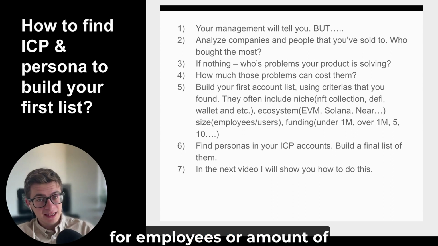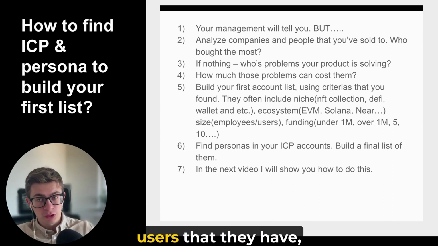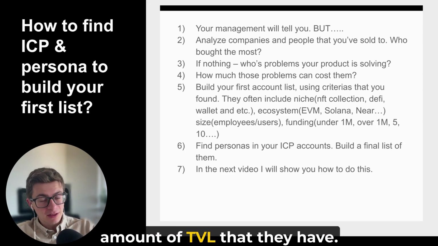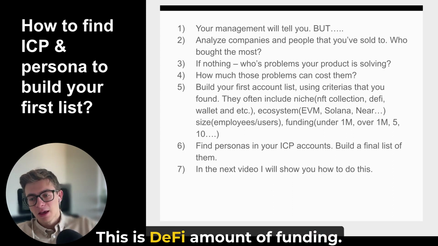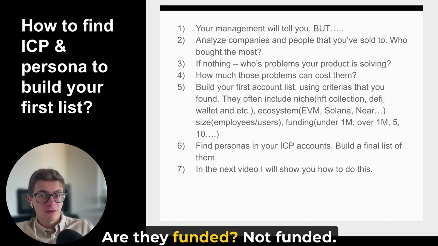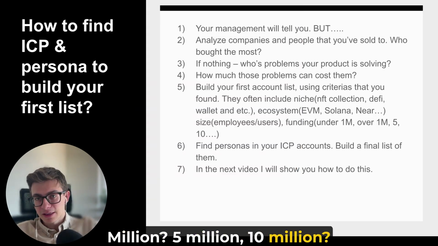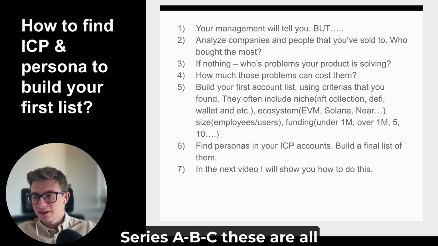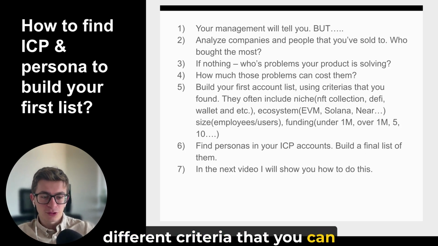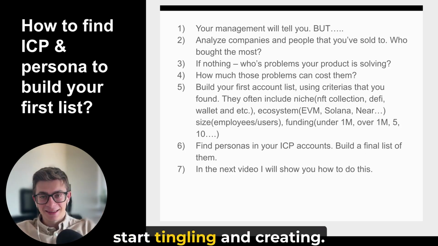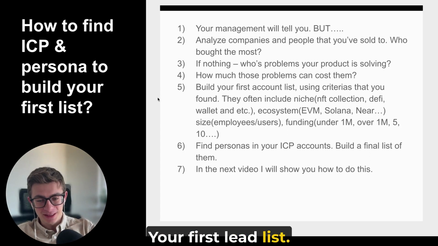Typically you want to filter for size, for employees, or the number of users that they have, the amount of TVL that they have if this is DeFi, the amount of funding: are they funded, not funded, how much funding have they got, a million, 5 million, 10 million, series A, B, C. These are all different criteria that you can start tinkering with and create your first lead list.